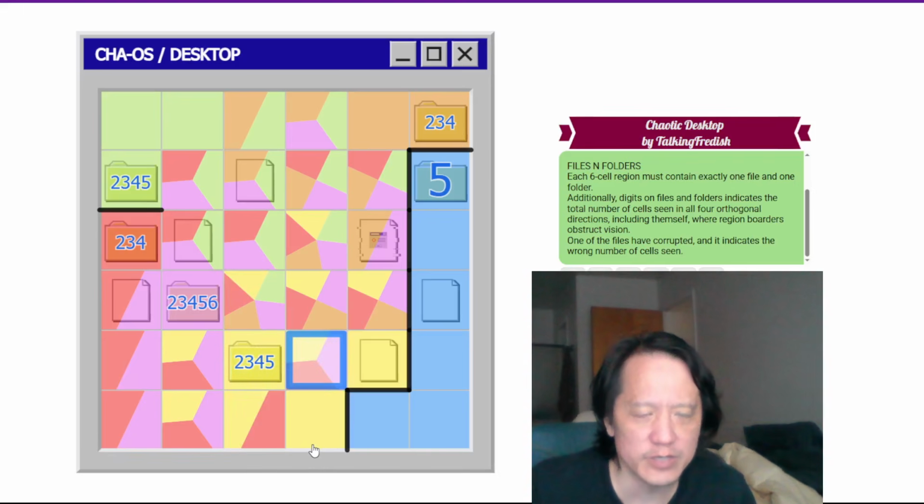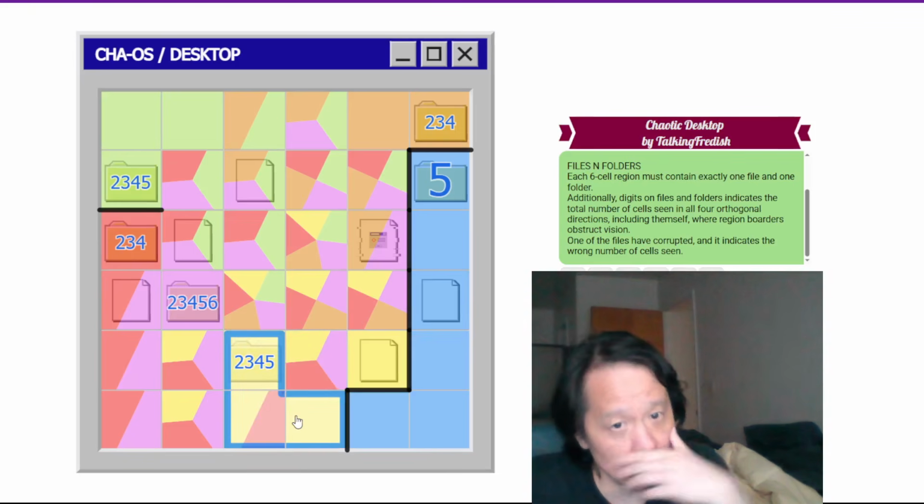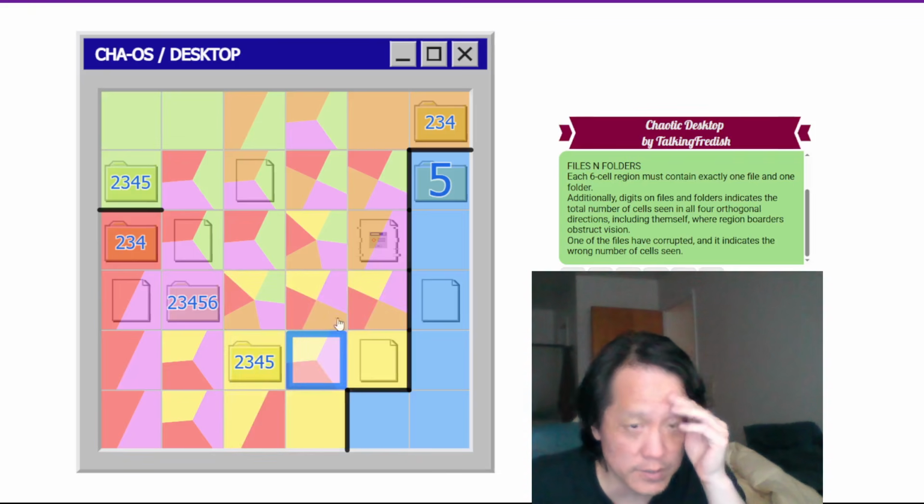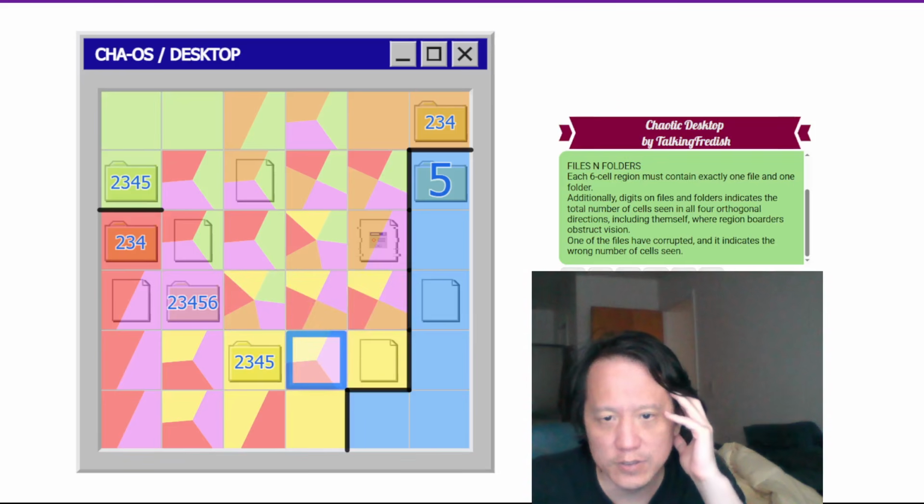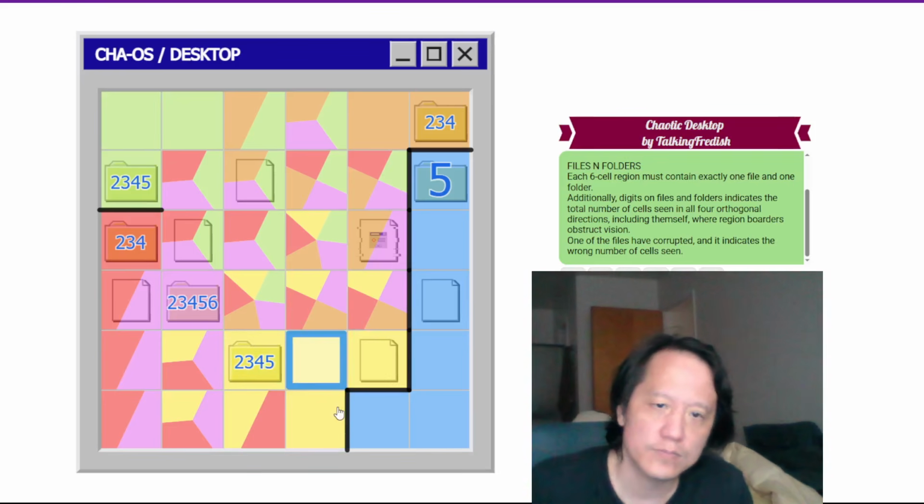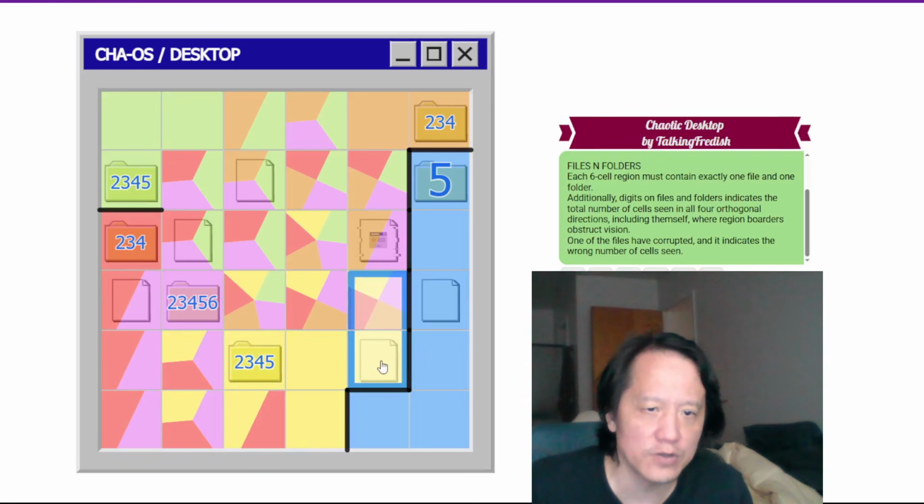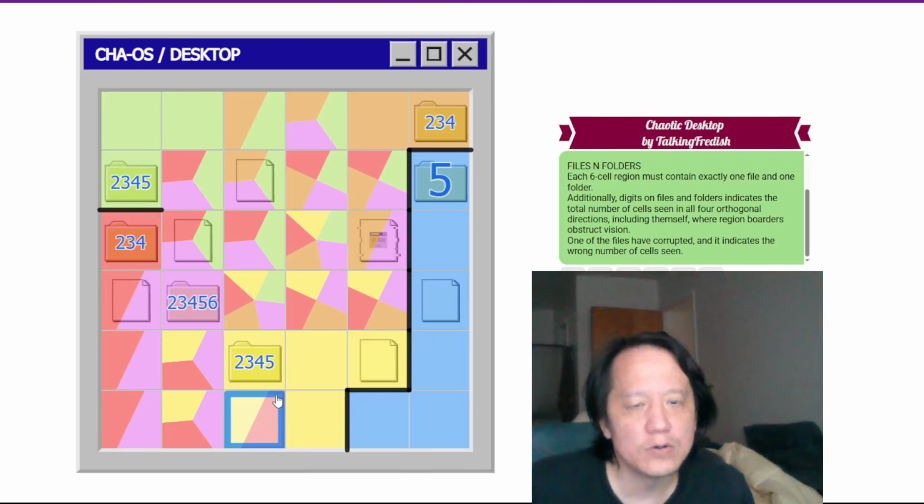This has to be yellow, because if it's not yellow, we can't access both this and this and still have a 6-cell region. And it would block another region from being there. So this has to be yellow. This must be something different. So either we have an extra yellow here and no extras here, or we have an extra going this way.